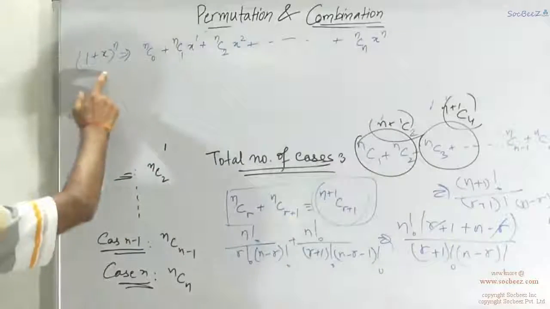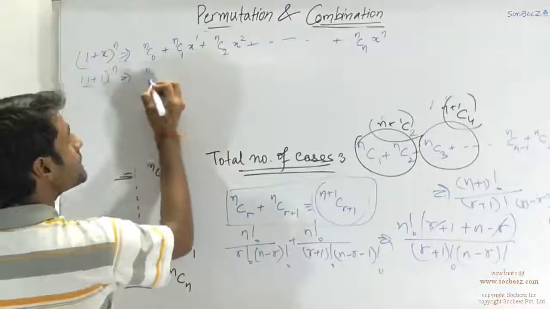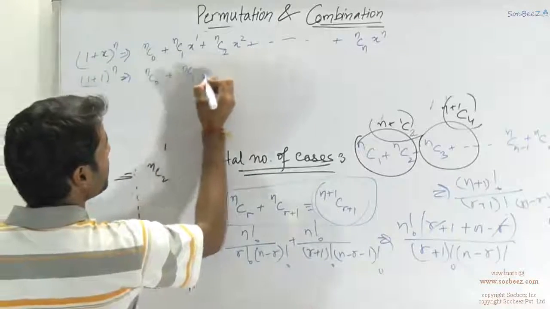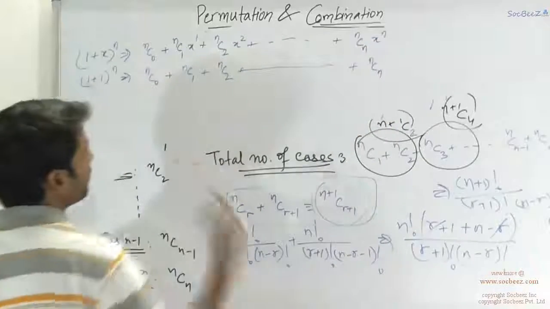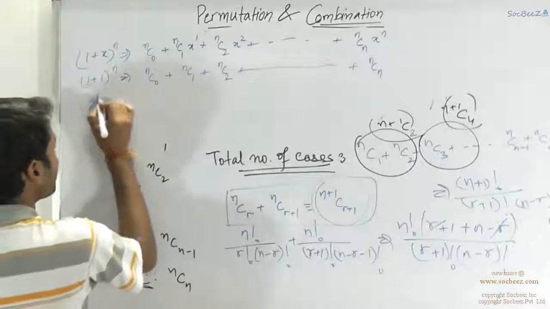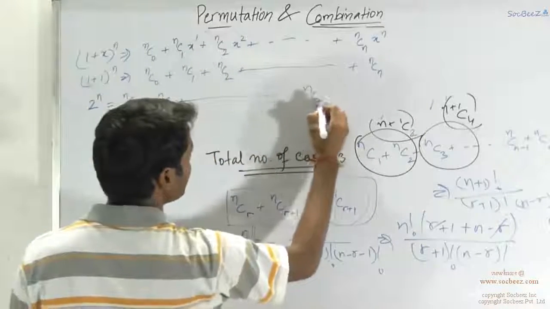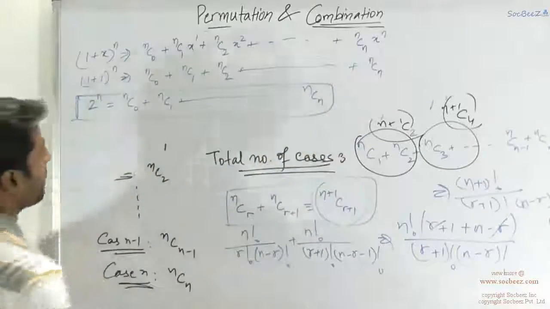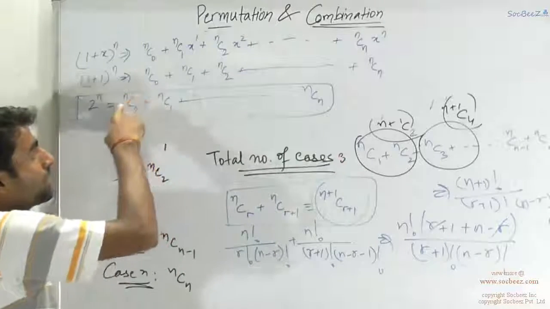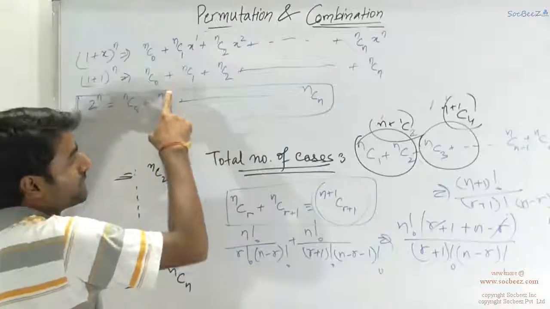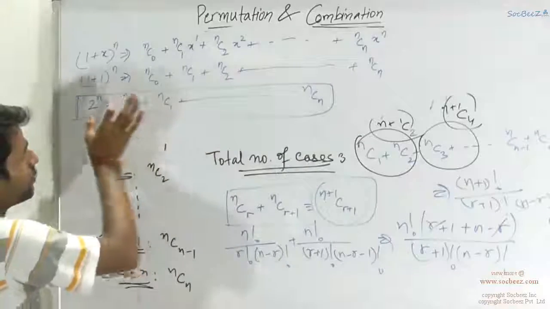So if we choose x equals 1 over here, what would it become? 1 plus 1 power n. This would give us nc0 plus nc1 plus nc2 till ncn, because every power of 1 is 1. So this gives us 2 to the power n equals nc0 plus nc1 carried till ncn. This is the summation of all the binomial coefficients, that is, selecting 0 objects from a given set of n objects, selecting 1 object, till selecting n objects out of a given set of n elements. The total of these is 2 power n.